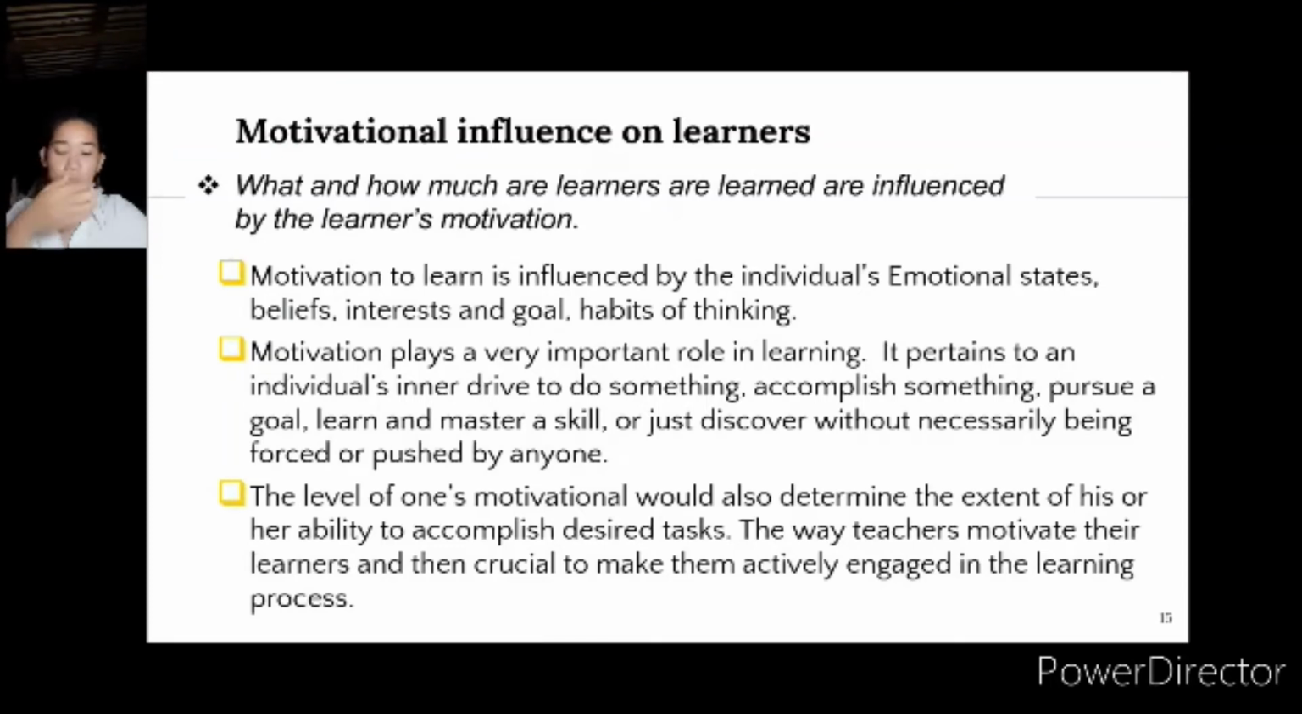Teachers and parents have a big role in this, in how learners learn and are influenced by the learner's motivation. Teachers' and parents' encouragement, praise, and rewards can boost the learner's confidence. They can also establish positive and negative states and good habits of thinking in individuals.